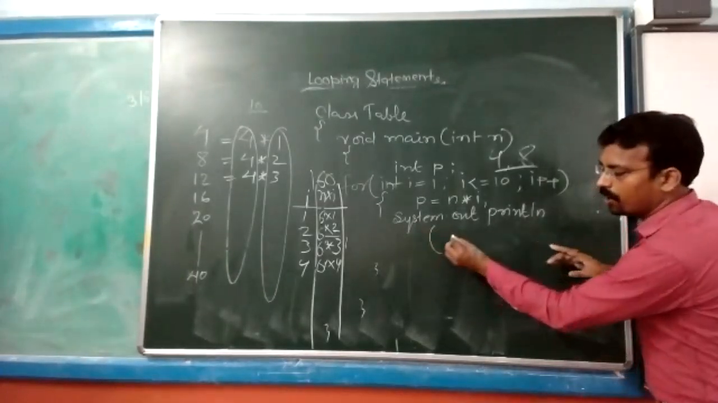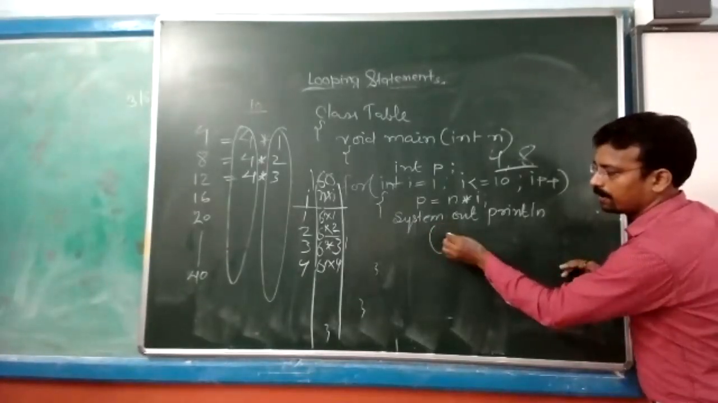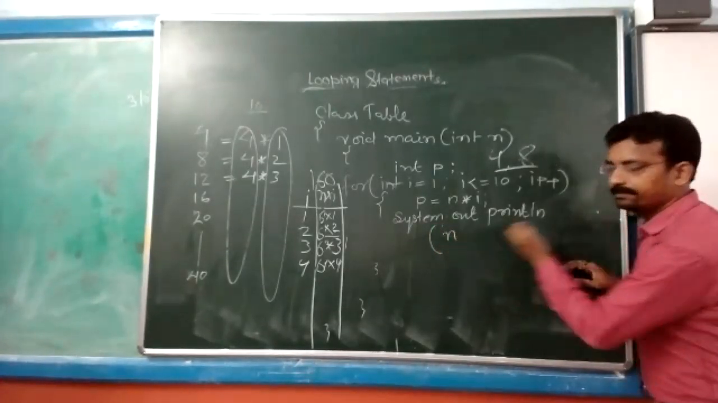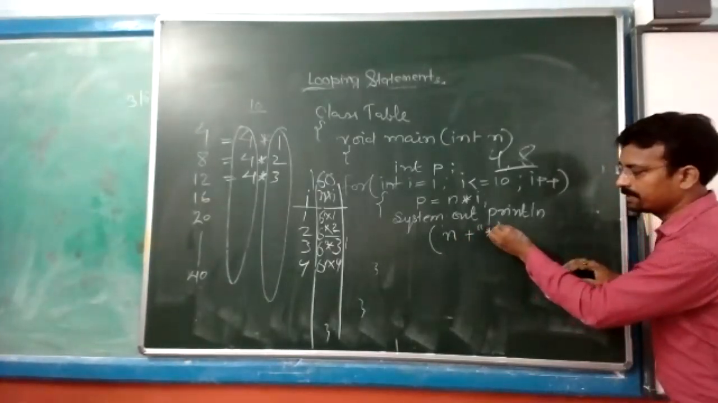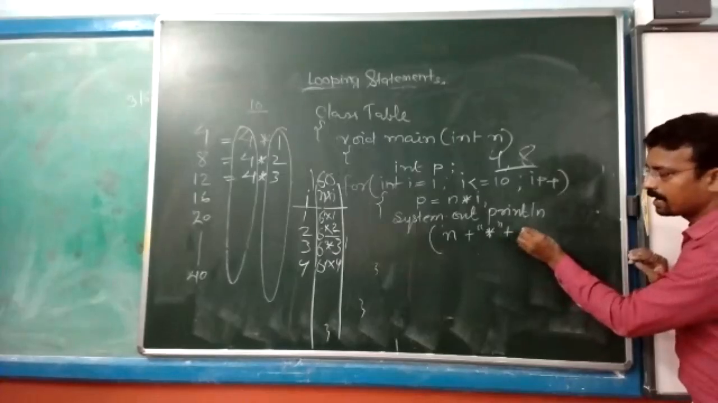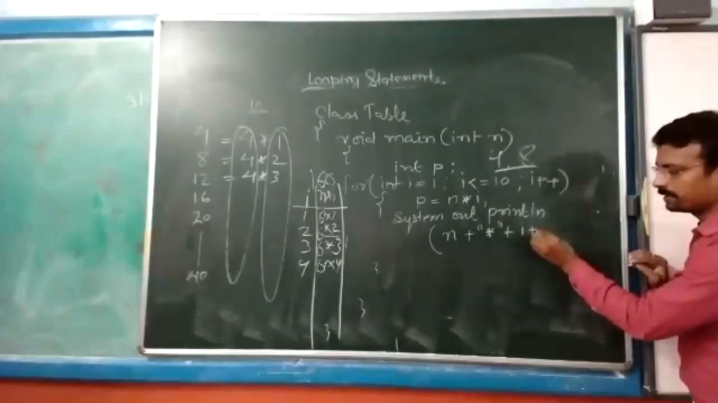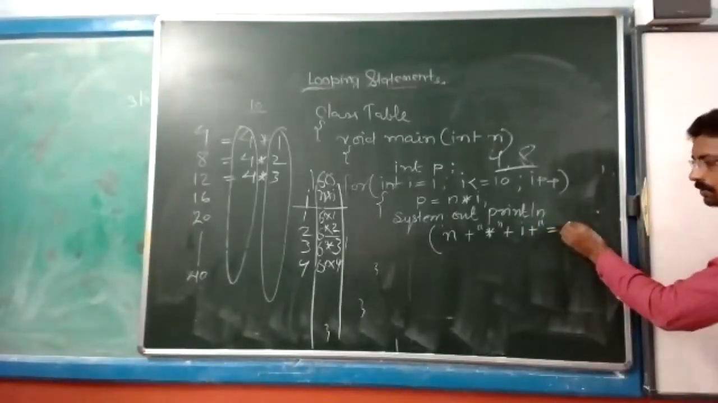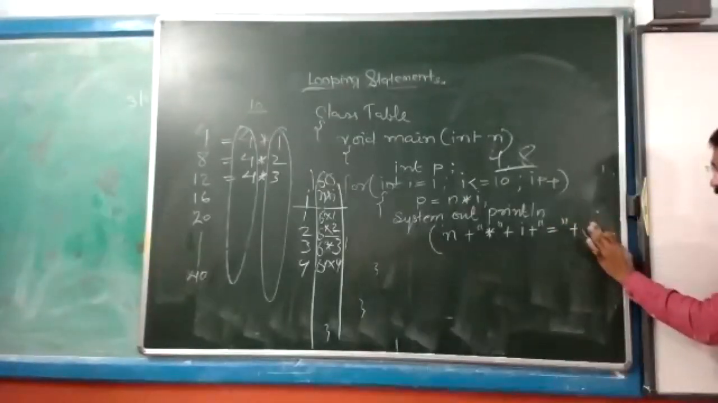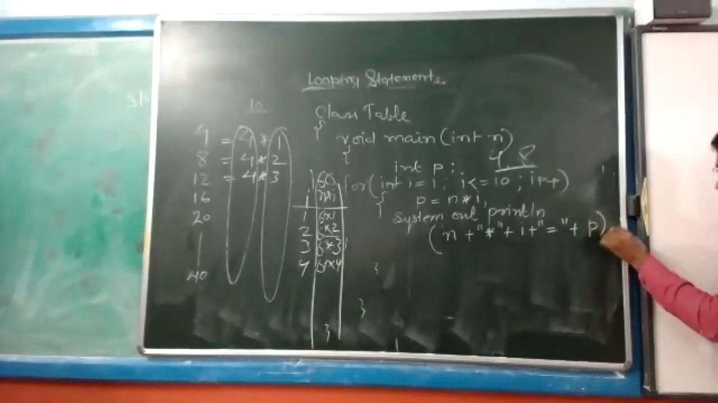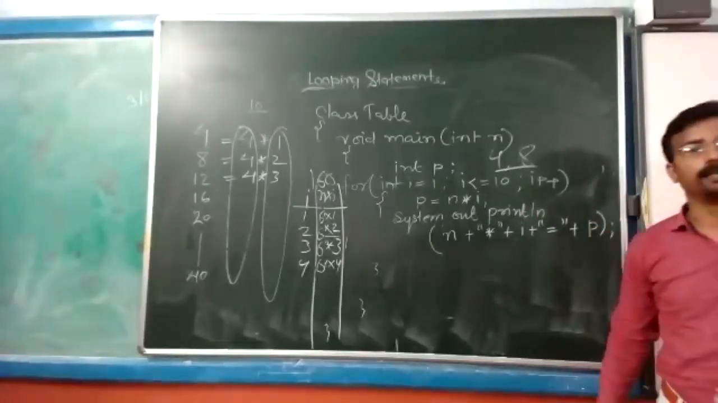System.out.print log, n plus multiplication sign plus I plus equal to plus P. This is the correct way of printing result.